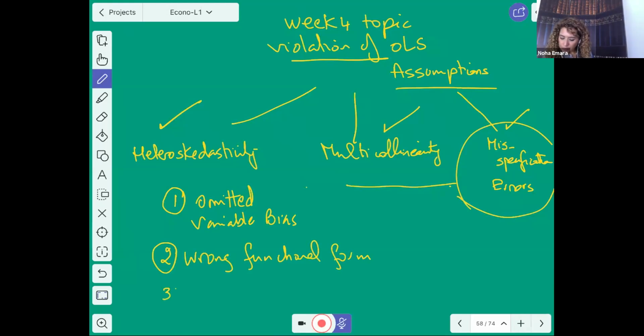Number 3, errors in variables. So I might have some errors in computing my variables. My variables are supposed to be all in dollars, and I have one of them in cents. Or I don't have a data set on a certain variable, and I took another variable as a proxy or as a reflection of this variable. So this could be also another issue, right?